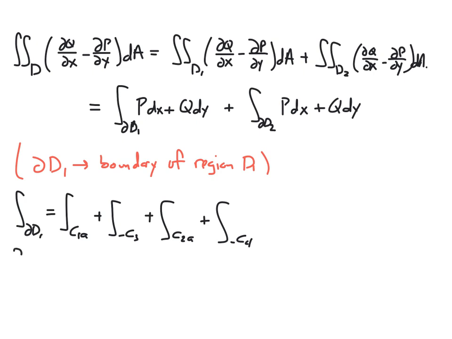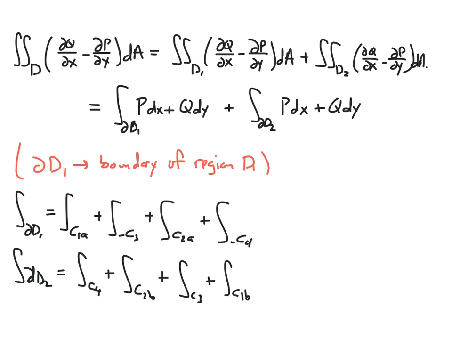Right? We can do something similar then for the boundary of D2. So if we go around D2, we see we have the integral over C4, plus the integral over C2B, plus the integral over C3, and plus the integral over C1B. Right? In this case, the integrals over C3 and C4 are positive. We're going in the direction of the orientation, so we do not need the negative curves there. Right? And so we see what we have above is the sum of those two integrals, which are the sum of these two here.